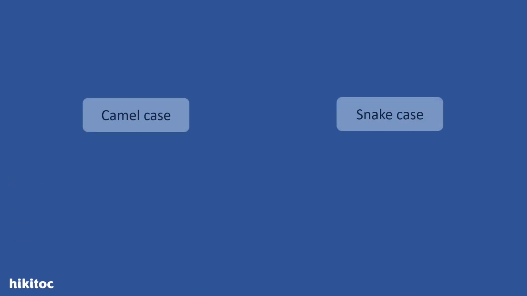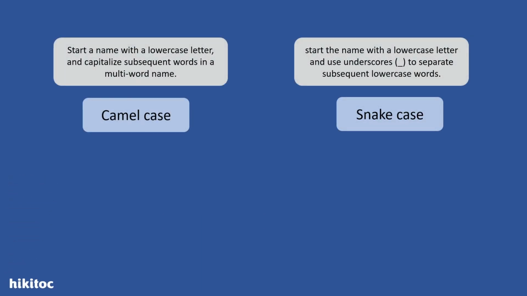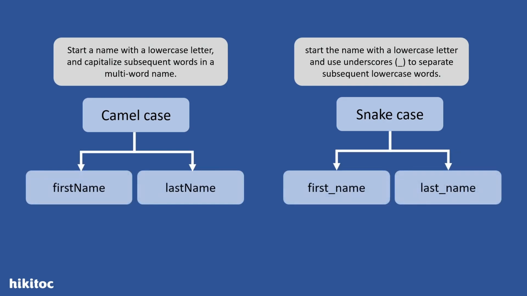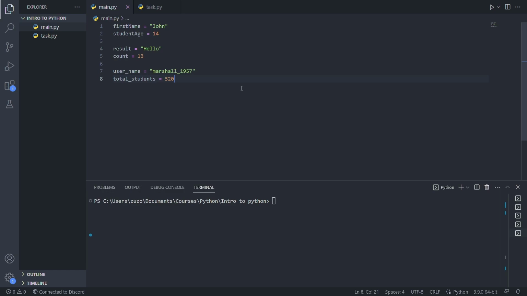If you follow the Camel Case, then start a name with a lowercase letter and capitalize subsequent words in a multi-word name. With the Snake Case, you need to start the name with a lowercase letter and use underscores to separate subsequent lowercase words. Consistency in naming convention within your project or organization is crucial. While Snake Case is the recommended convention in Python, there may be instances where you need to follow a different coding style or work with existing code bases that utilize Camel Case.